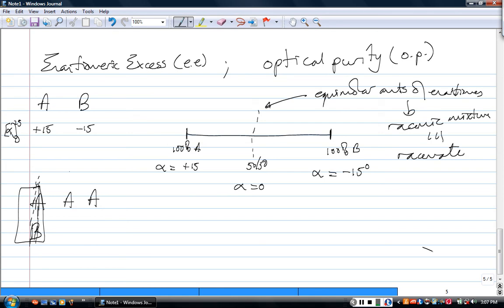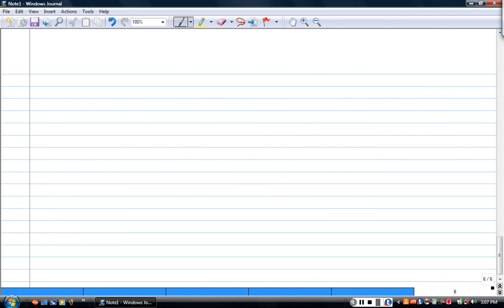Okay? All right, so how do I handle mixtures that are not pure A or pure B or 50-50? And the answer is by the equations, by the terms EE and OP. So EE is defined as the number of moles of the major enantiomer, the one in excess, minus the number of moles of the enantiomer present in smaller amounts, the minor, over the sum, in other words, N major plus N minor, times 100. So the EE is written as a percentage.